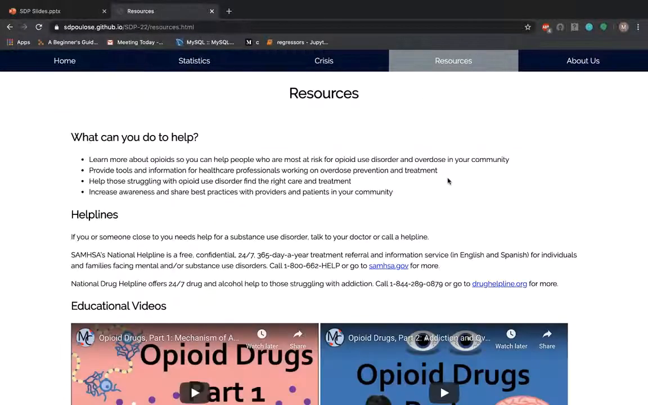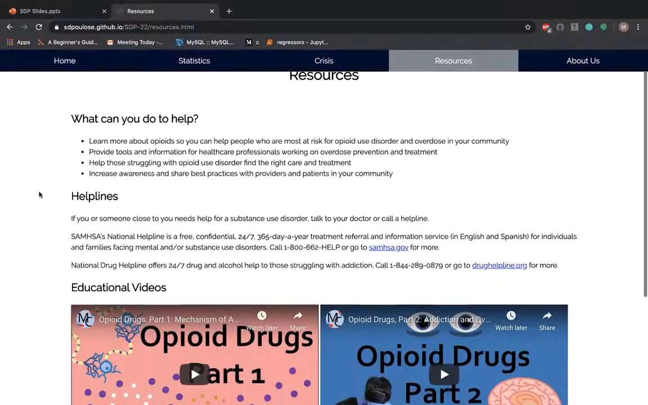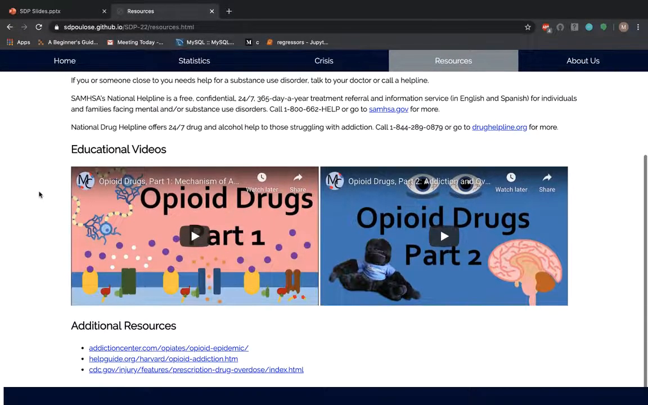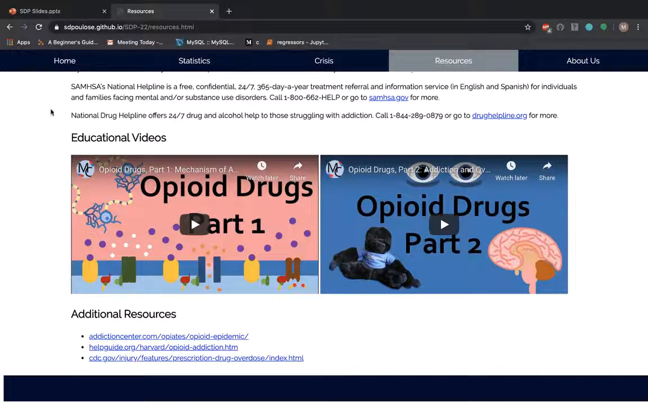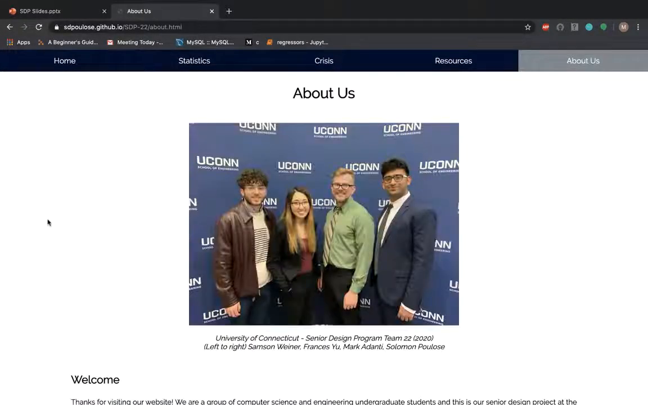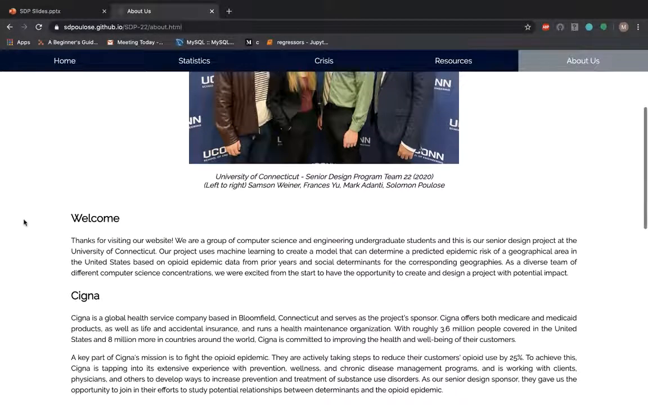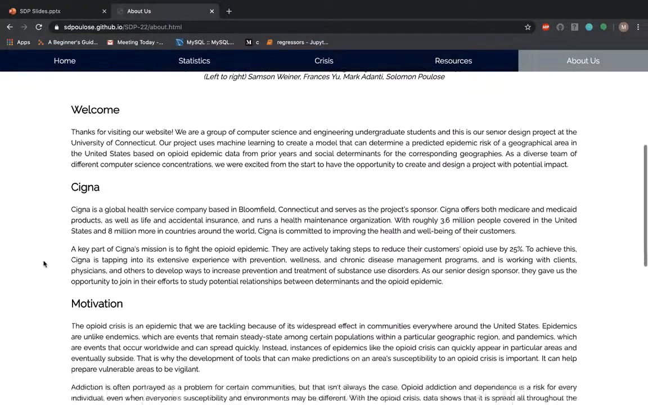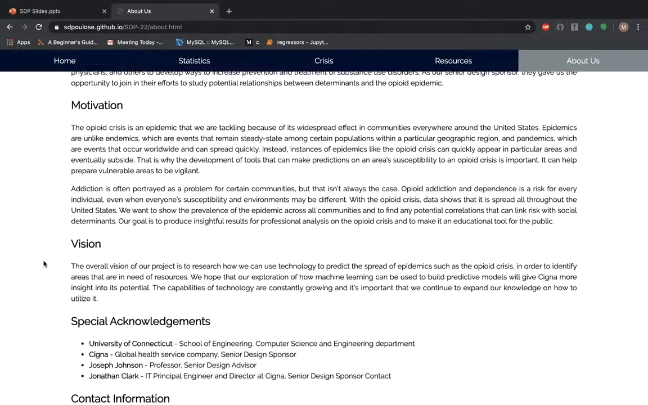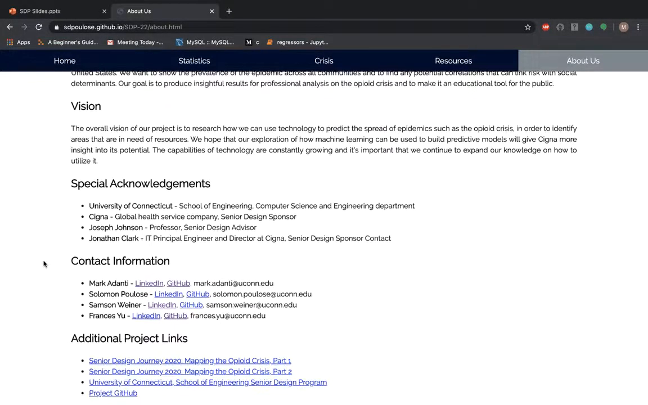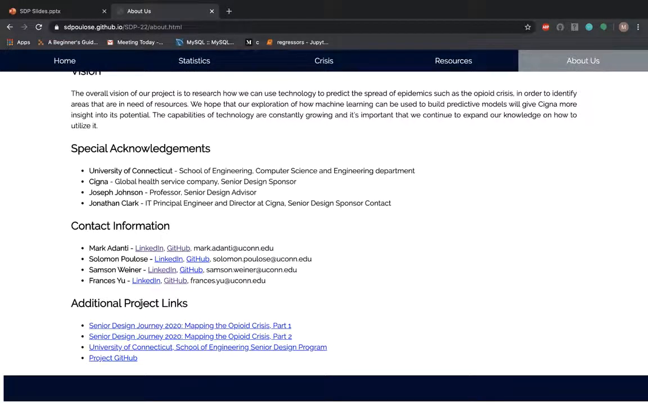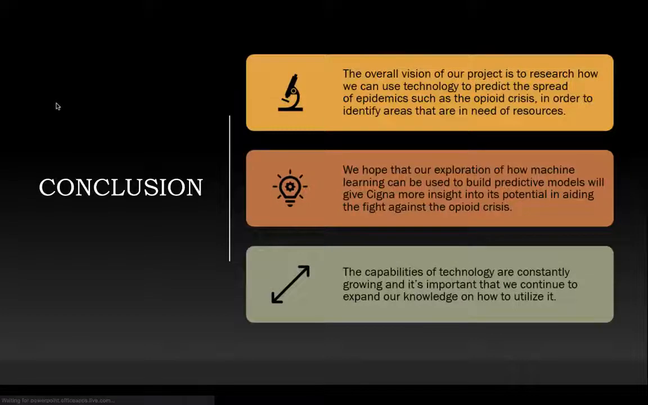In our next tab, we have resources. It lets you know what you can do to help, some helplines that are available, some educational videos on the opioid crisis, and some additional resources. In our last tab is some information about us. Here we are right in this picture over here. It gives a thanks to Cigna, our motivation behind the project, our vision, some special acknowledgements, our contact information, and our additional project links.